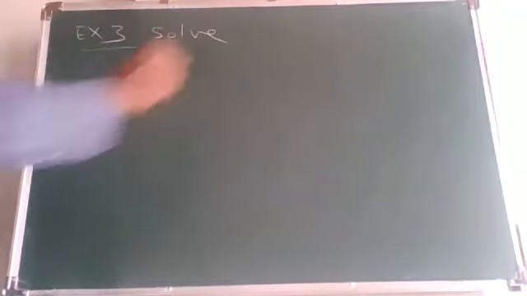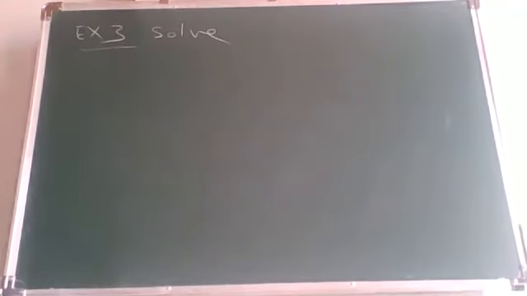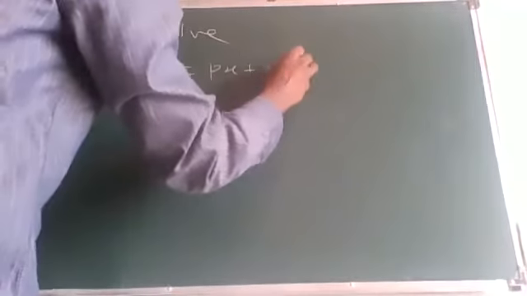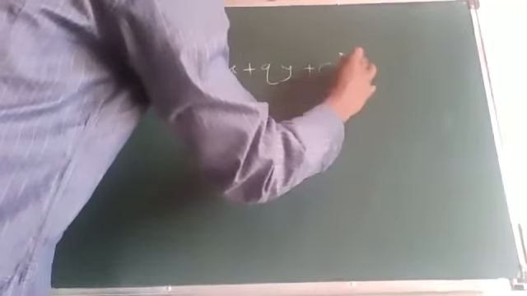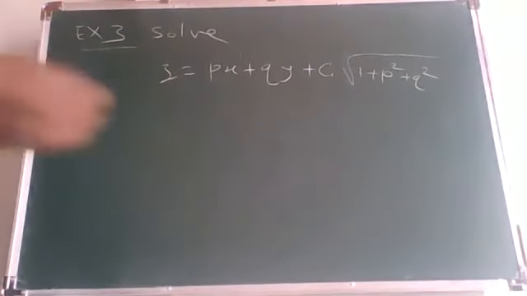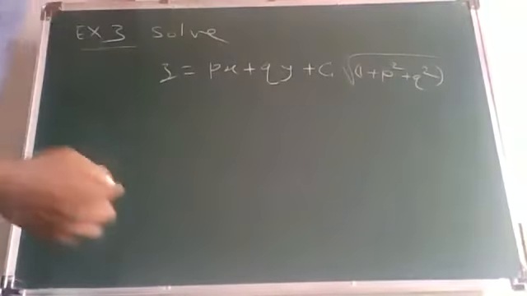Example 3. Solve z equal to px plus qy plus capital C into square root of 1 plus p square plus q square. Otherwise, put it in the bracket and take the square root of that bracket.